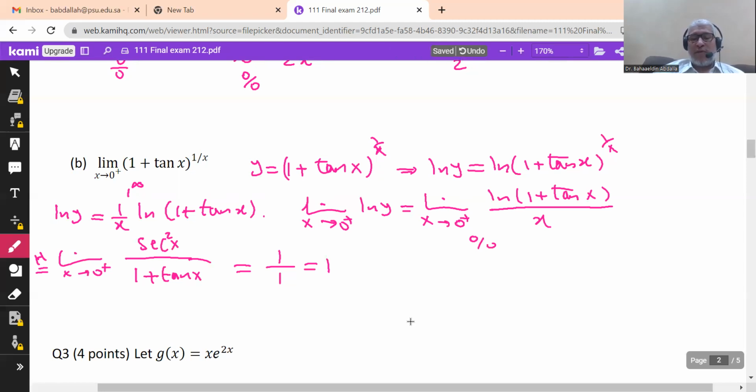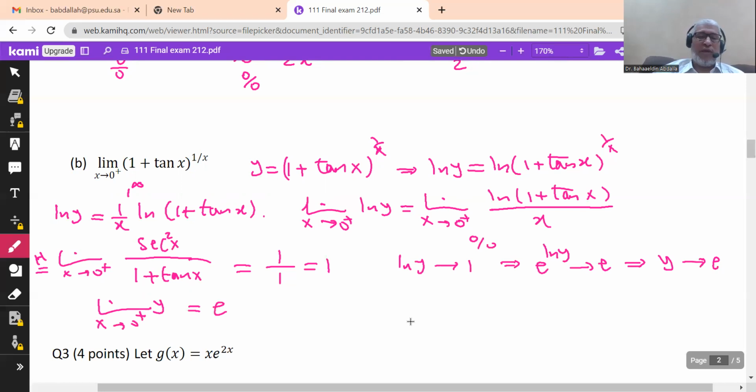If ln y goes to 1, then e to the power ln y will go to e. So y will go to e, and the limit of y, which is 1 plus tan x to the power 1 over x, when x approaches 0 from the right, would be e. So this limit is equal to e, and that's the answer.